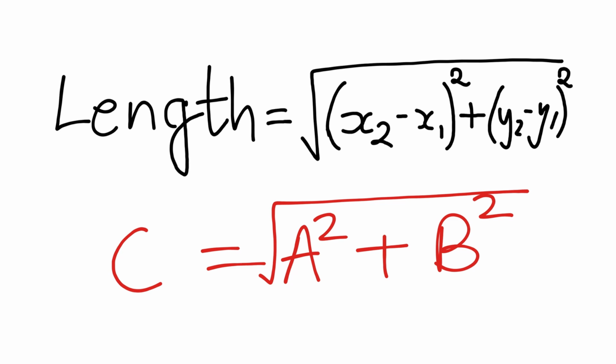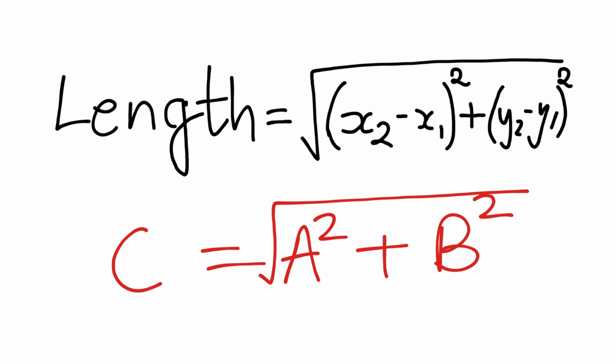Finally, you calculate the length using the formula square root of x2 minus x1 to the whole square plus y2 minus y1 to the whole square. This is nothing but the Pythagoras theorem, which is c is equal to square root of a square plus b square. Just that over here you have x2 minus x1, which are the coordinates of a point, and y2 minus y1, which are again the coordinates of a point.